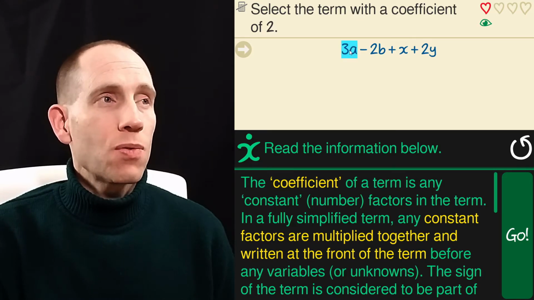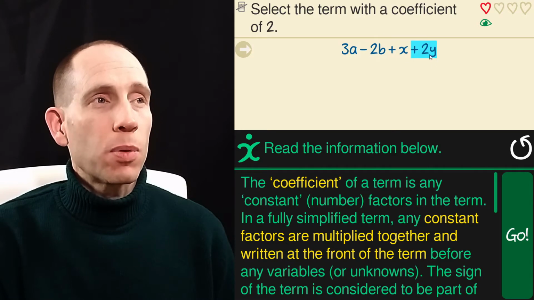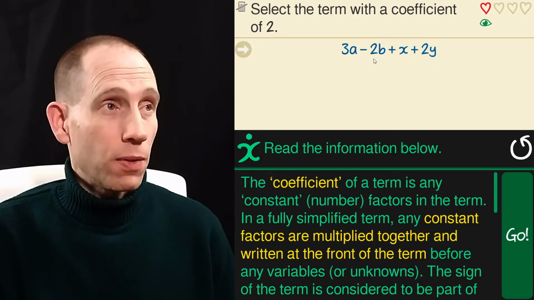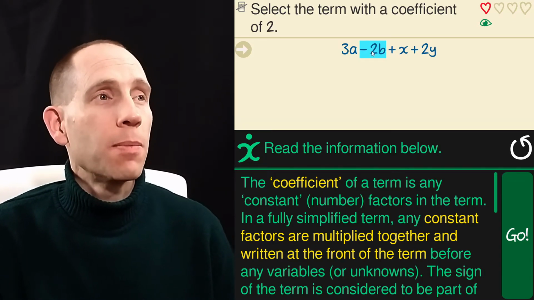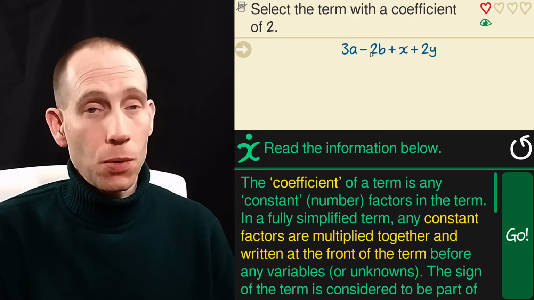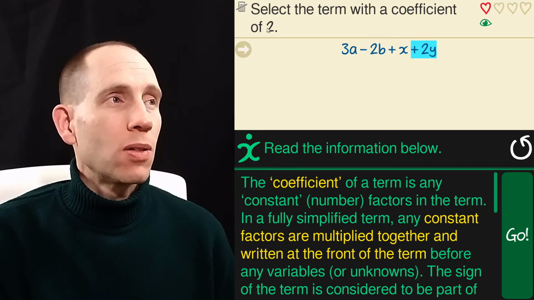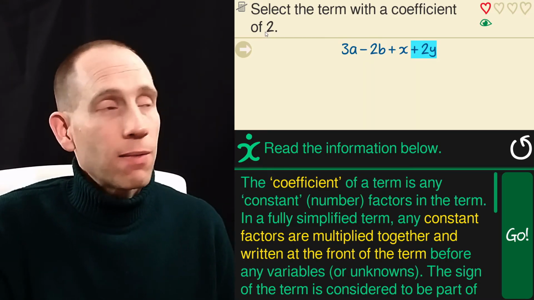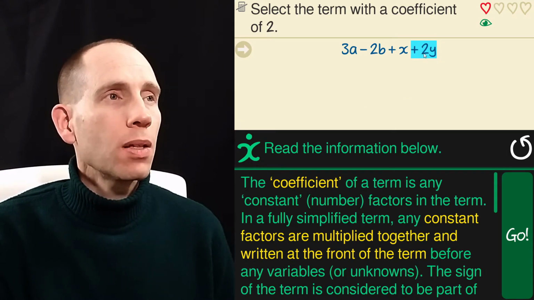I've got a plus 3a term, a minus 2b term, a plus x, and a plus 2y. If I'm considering the sign as part of the coefficient, then this one is a negative 2 coefficient on a b term. So that's not the same as a 2. And this one is a positive 2, that is the same as a 2. Even though there's no plus sign here, we're thinking, well, that's a number on its own. It's not got a minus sign in front of it, so we're implying that invisible plus sign. That's a plus 2. So this is my term with a coefficient of 2.